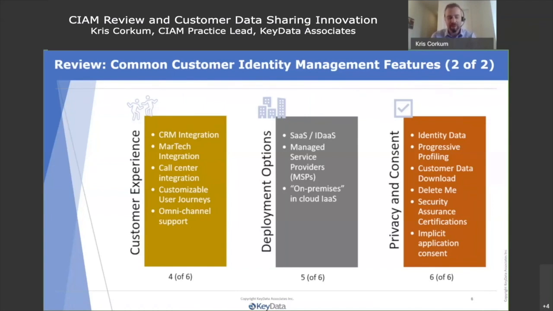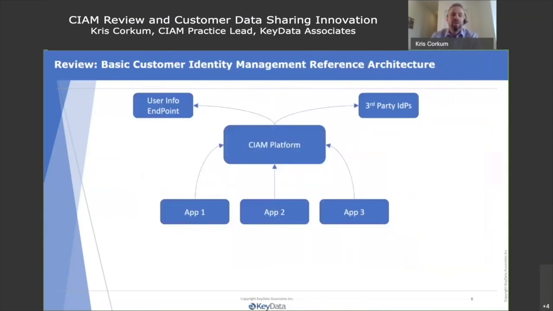And finally, applications connected to the CIAM platform are typically given access to customer identity data implicitly, and customers are typically not prompted for this consent. So instead, what's called administrator level consent is granted to the application and customers never see it. So just kind of high level from a quick reference architecture point of view, just wanted to boil down some of these CIAM features to prepare us for the second part of our talk.